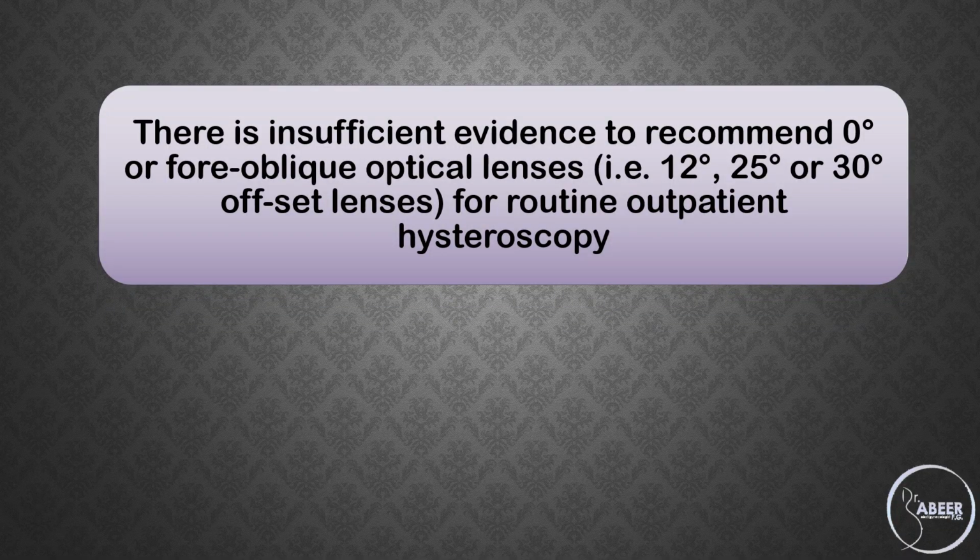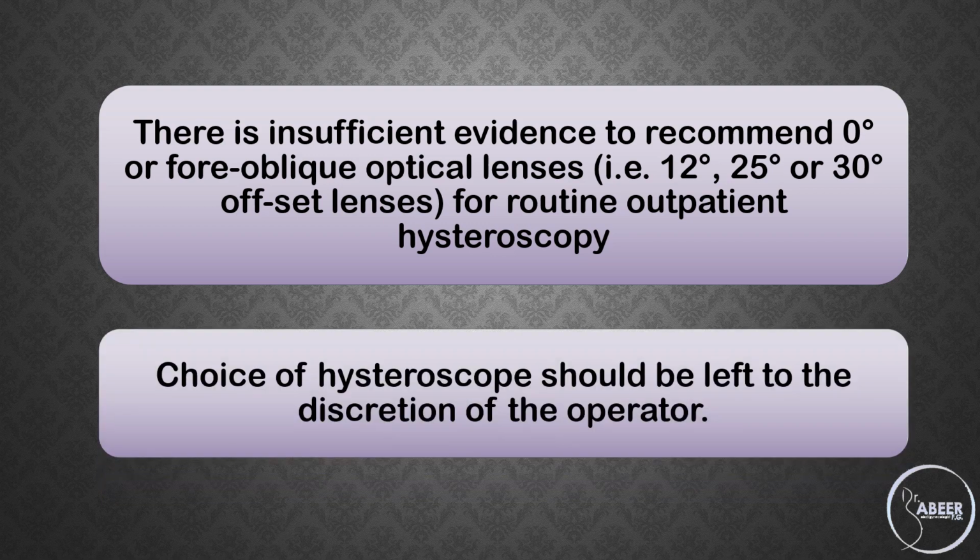There is insufficient evidence to recommend 0-degree or foreoblique optical lenses, for example, 12 degrees, 25 degrees, or 30 degrees offset lenses, for routine outpatient hysteroscopy. Choice of hysteroscope should be left to the discretion of the operator.